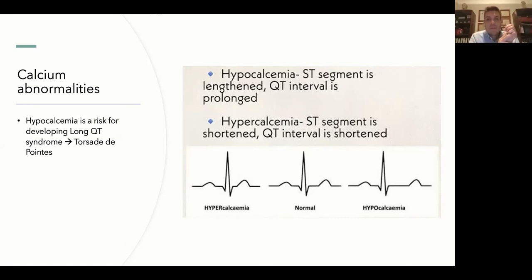So if hypocalcemia does a prolongation of the QT interval and a prolongation of the ST segment, it's only fair that hypercalcemia will do the opposite. I think it's pretty self-explanatory then. Hypercalcemia, short ST segment and short QT interval. Is everyone okay with those? T wave and ST are the ways to go, okay?